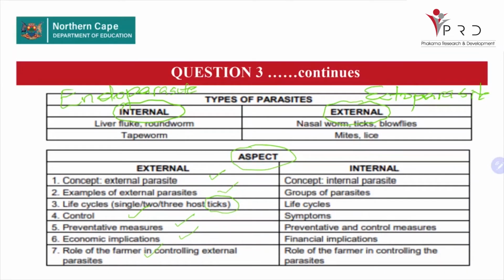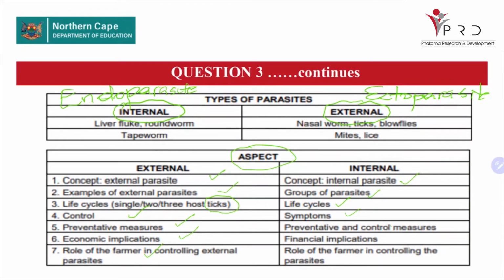You must know what you mean by internal parasites. You must know the groups of these parasites, which is the same as the examples. So we use different terms. Don't get confused, learners. You must also look at the life cycles of internal parasites. You must look at the symptoms. How will you know that your animal has got a tapeworm? Which symptoms are you going to look at?